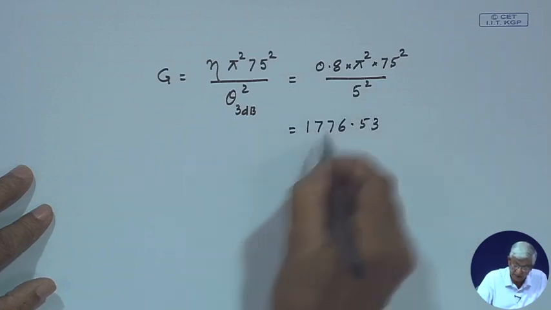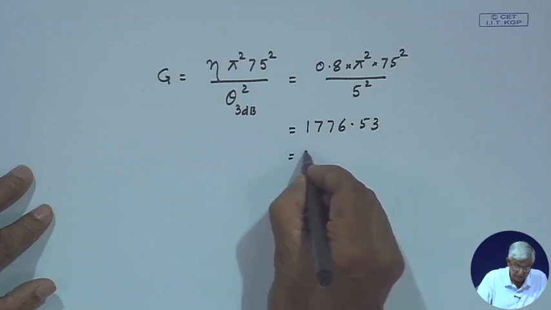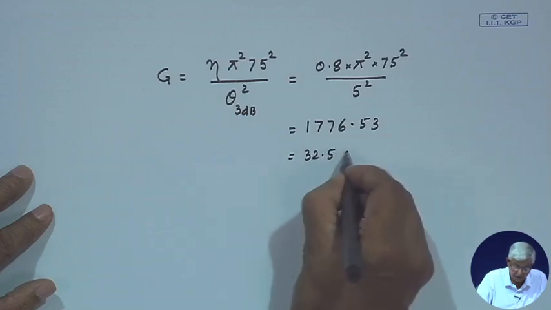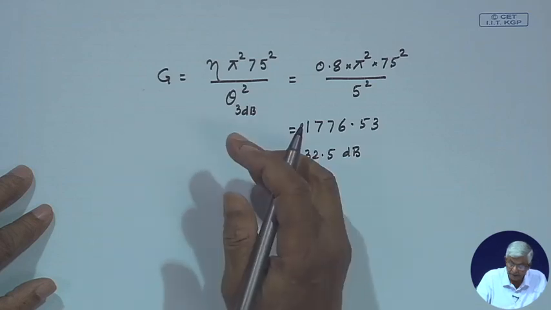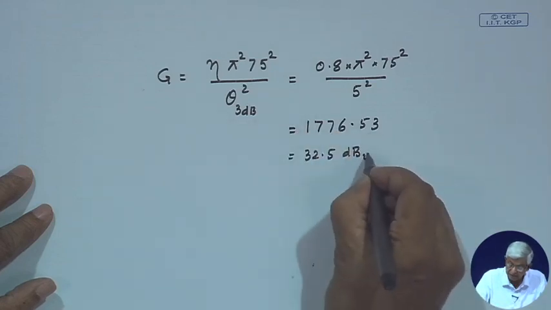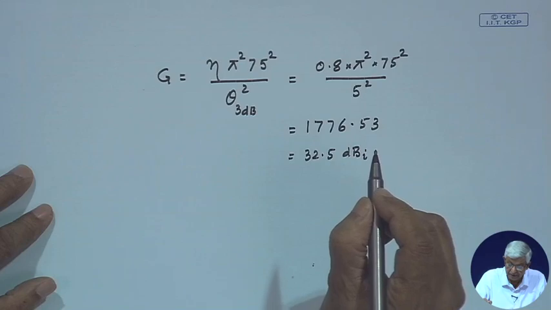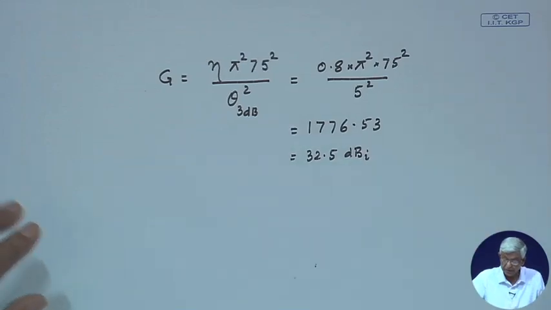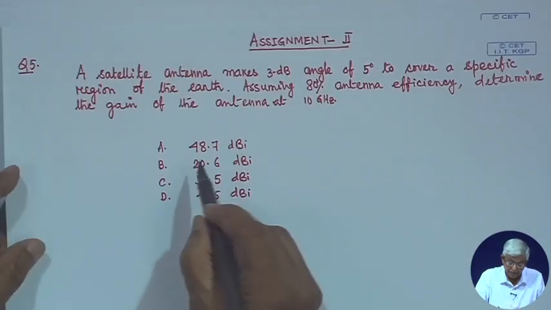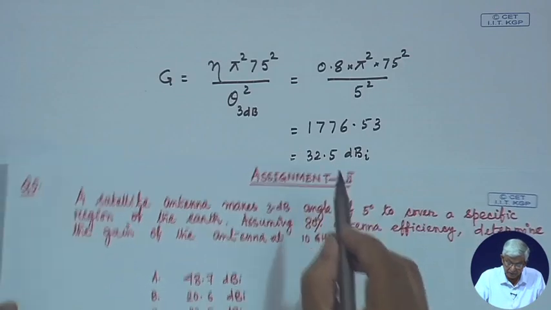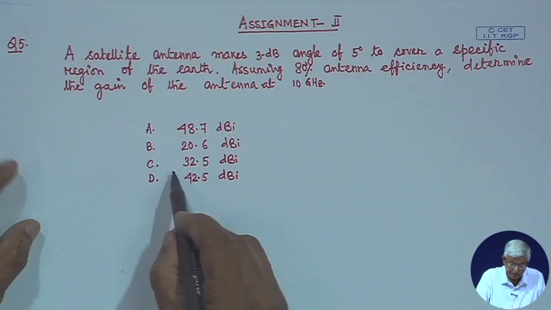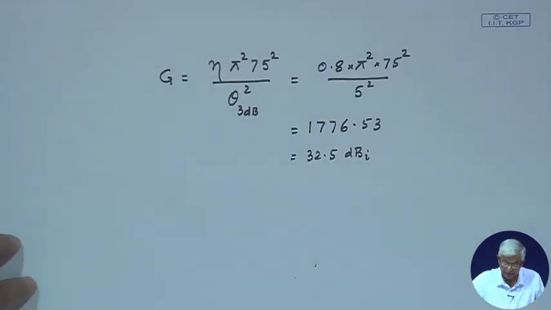1776.53, and when you convert into dB, it comes out to be 32.5 dB, compared to an isotropic antenna. So, sometimes we call dB with respect to isotropic antenna dBi. The options given are 48.7, 20.6, 32.5, 42.5. We got 32.5. So, 32.5 is C. The correct option is C.